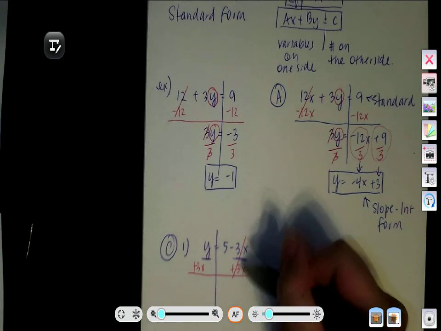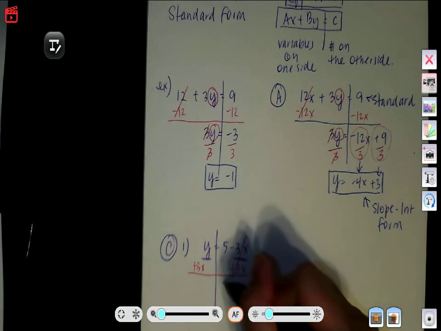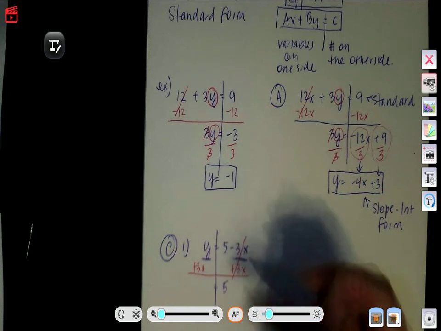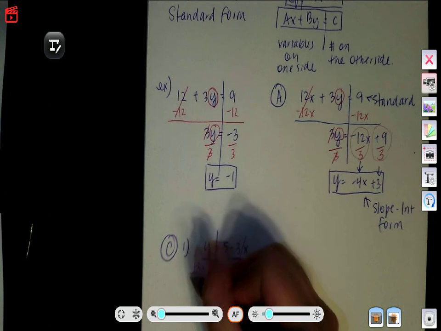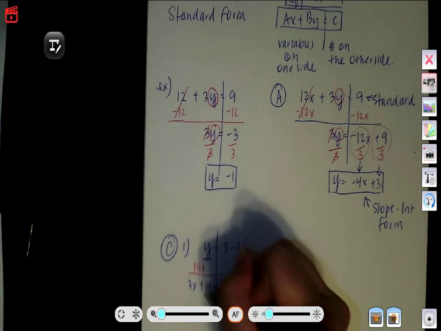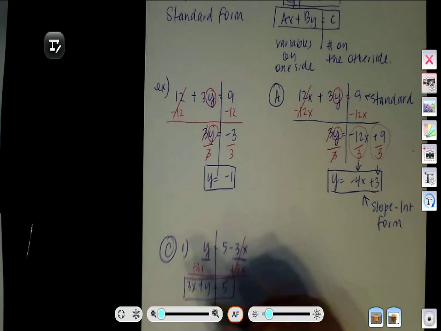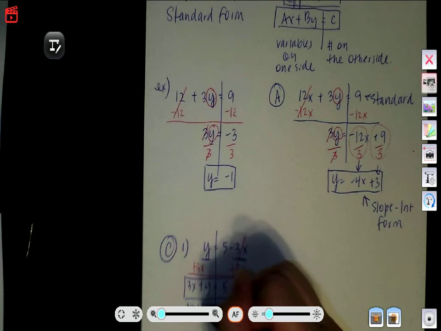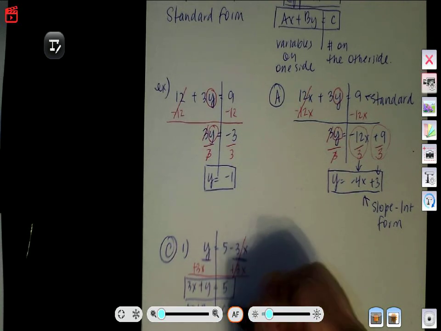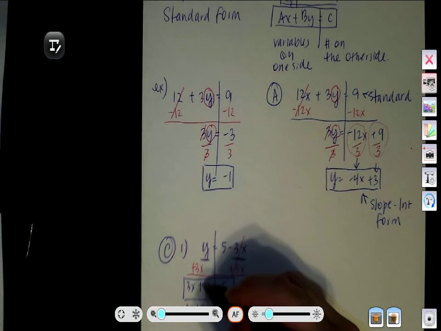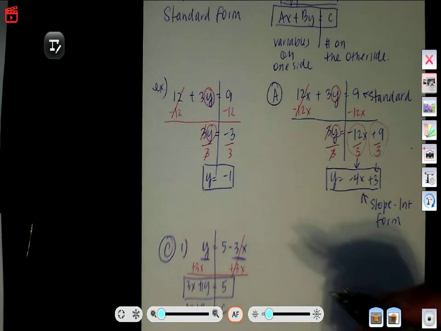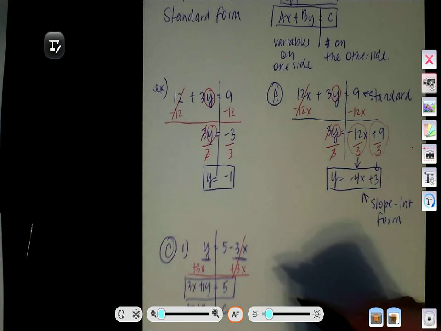And now that this part cancels out, I'm only left with a 5 on the right hand side, whereas on the left hand side, I have two terms which are not like terms with each other. So let me write down the 3x and then plus the y. If you look at this, it kind of resembles the ax plus by is equal to c, where the variables are on the left hand side of the equation. By the way, b is 1, and the numbers are on the right hand side of the equation.